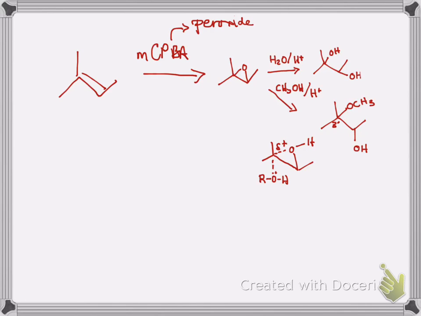Okay, so if it was carbanion-like, which side would the alcohol be attached to? It would be on the other side. Remember, carbocations like to form at the more substituted side. Carbanions on the less substituted side.